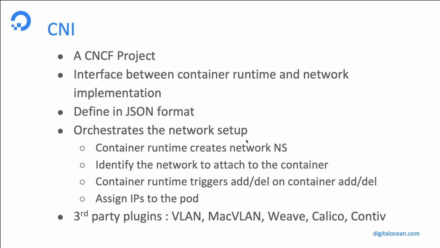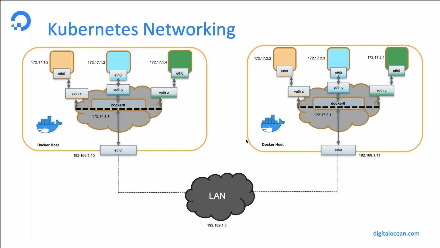So not to go more in depth of CNI, rather understand that it is an interface between the container runtime like Docker and the actual network implementation, so that it can orchestrate the complete network setup. Whenever a container is coming up, starting from the IP address allocation to the port allocation to the mapping of the port and all, everything is handled by the CNI interface. So let's understand how exactly this happens.